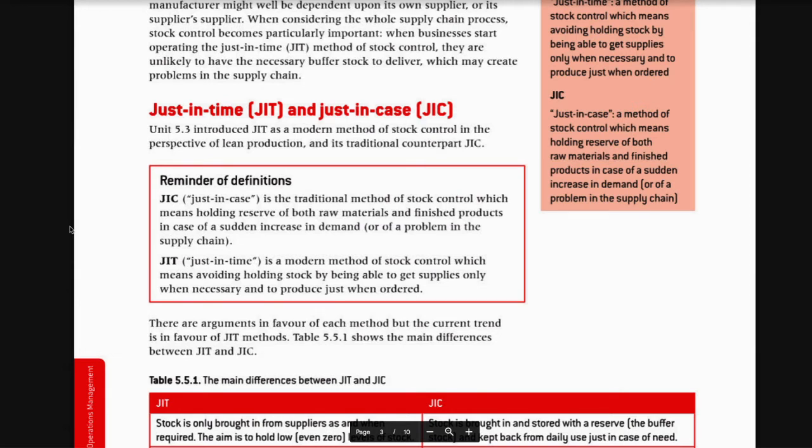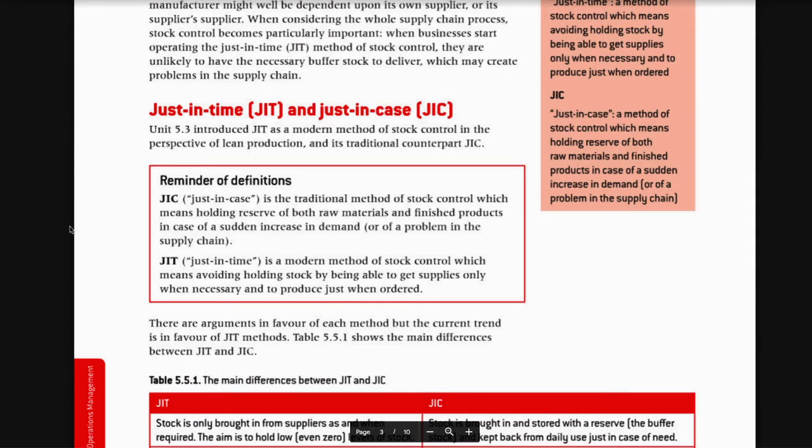Just in case is the traditional method of stock control, which means holding reserves of both raw materials and finished products in case of a sudden increase in demand. So for the Abbey Grind, if we were doing just-in-case inventory, we would have extra bags of coffee, extra cartons of milk. We might make a bunch of extra coffees and pastries in the morning, just in case there was an increase in demand that day.